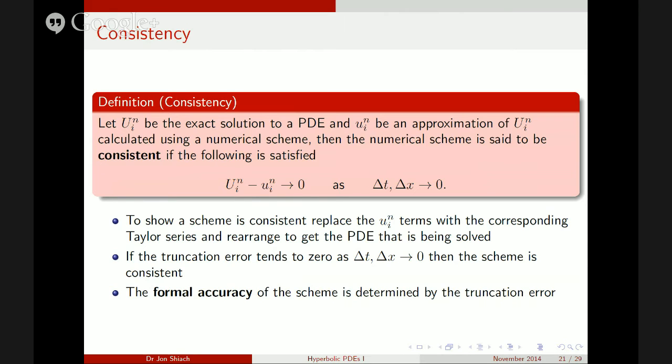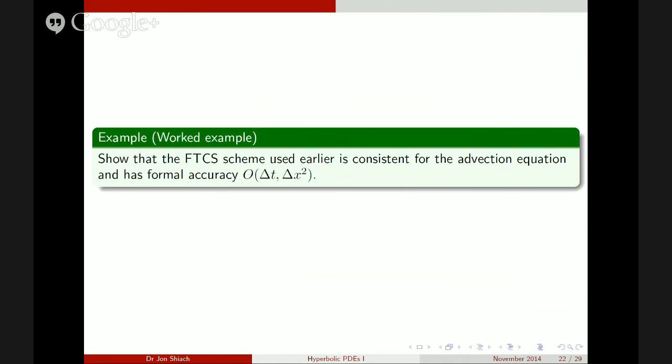So what I'm trying to do now is go through this example. The example is actually given in your notes, but I thought it would benefit from me showing you the working out. So I want to show that the forward time center space scheme is consistent. So I'm going to do this on the visualizer now. As I say, you have got this in your notes, but sometimes it does help to see somebody go through it. Right, so what I'm going to do is start off with the FTCS scheme.